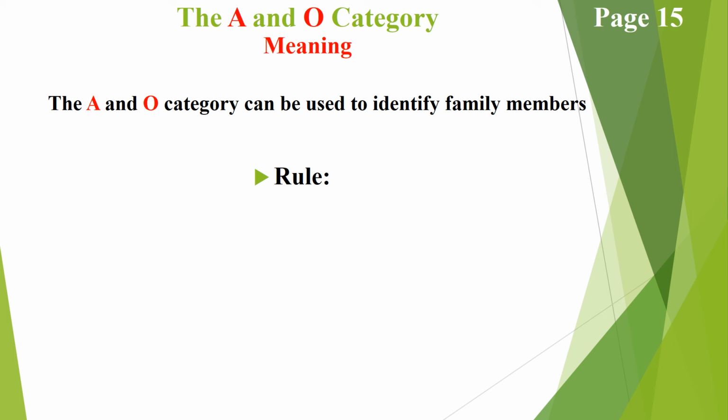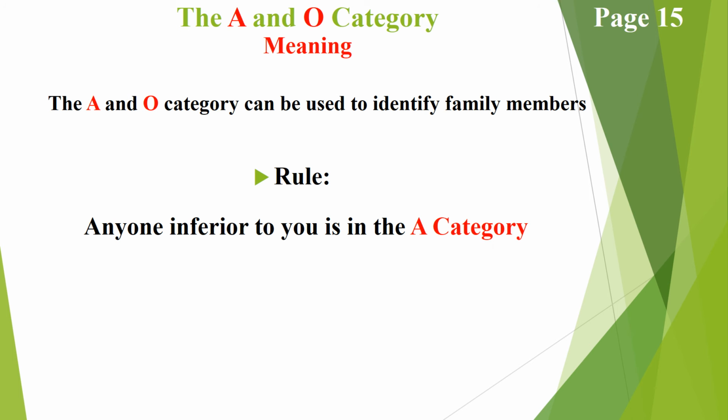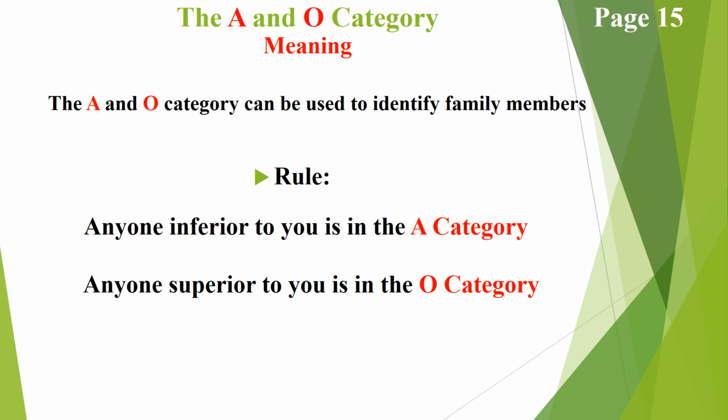With all great things, though, there are rules to the are and or category, and we will be looking at those this morning. Anyone inferior to you or of lower status than you is usually put into the are category. So anyone inferior is usually put in the are category, and anybody superior or of higher status than you is usually put into the or category. That's the main rule, or the golden rule, behind the are and the or category.